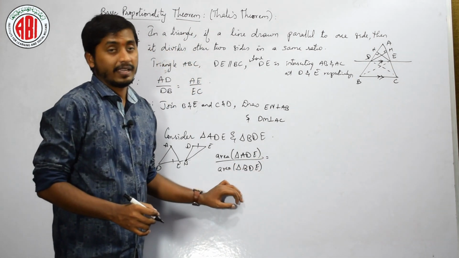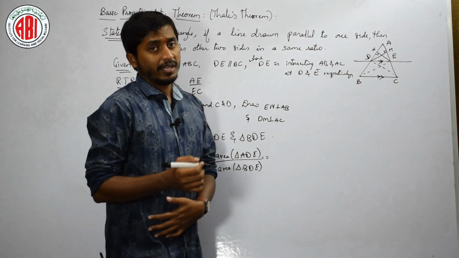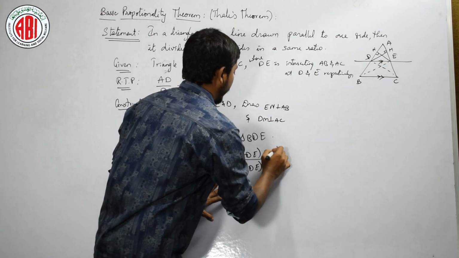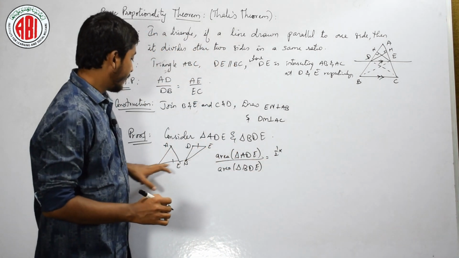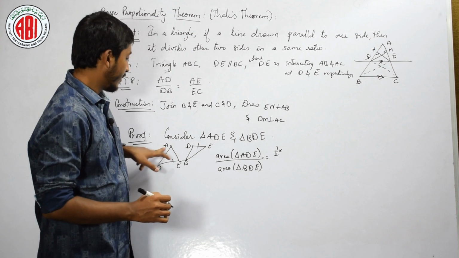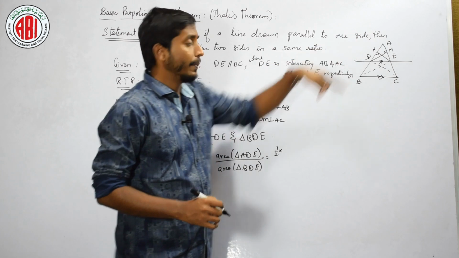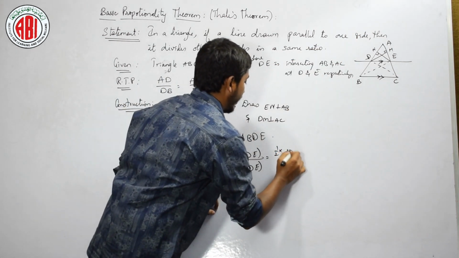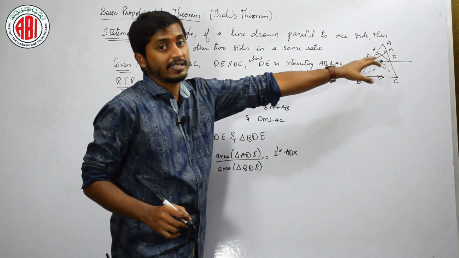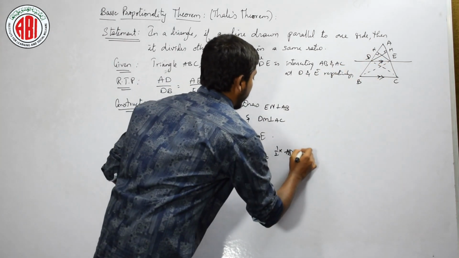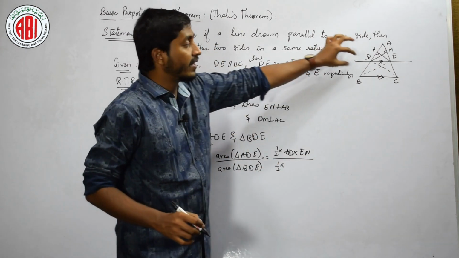Is it clear? What is the general formula of the area of a triangle? Half into base into height. What is the base for triangle ADE? For ADE the base is AD. Let us consider this to be my base, that is AD into height. What is the height here? Height is nothing but the perpendicular distance, that is EN, divided by half into, what is the base for this?